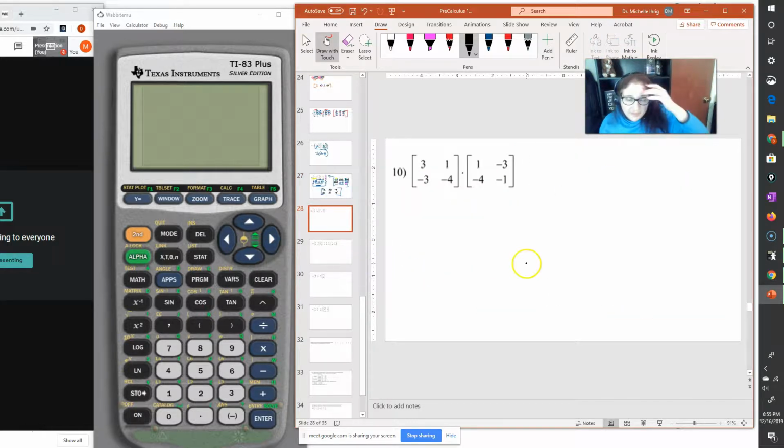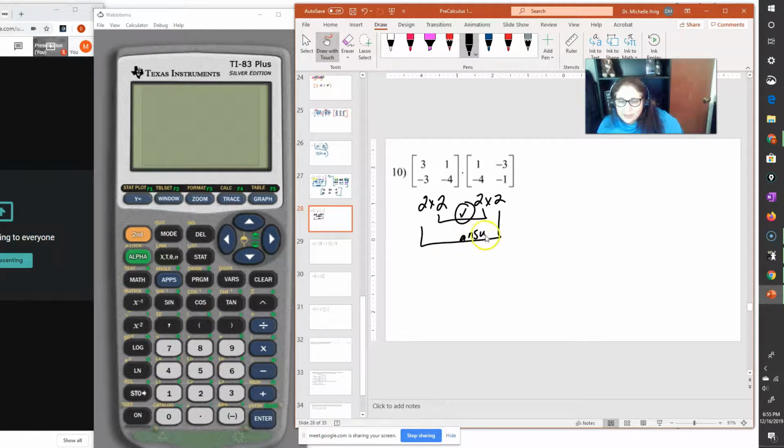Okay, next. This one's way easier. Here we have a 2 by 2, and here we have a 2 by 2. So because we have a 2 by 2, yep, that works, and we know our answer is going to be a 2 by 2. So, first row, first column: 3 times 1 is 3, and 1 times -4 is -4.